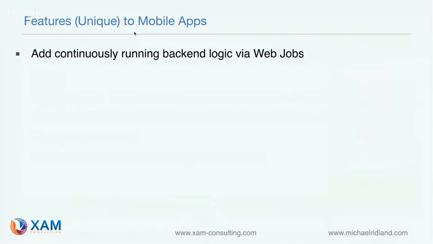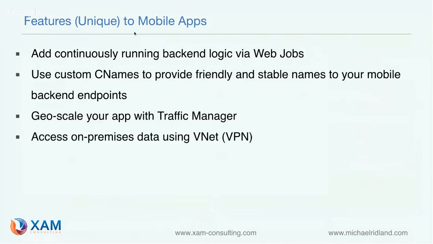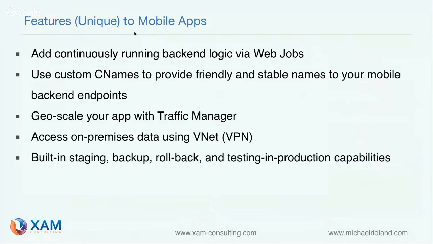So the features that are unique to the mobile apps. You can have web jobs, which is continually running backend logic. Custom domain names. So if you want a custom domain, or you've got an enterprise customer and you want to have your own domain names, then they support that as well. Scaling with Traffic Manager, on-premises data using VPN, and built-in staging, backup, rollback, and testing in production. So that's pretty cool. It's something that you definitely didn't get in the other ones.